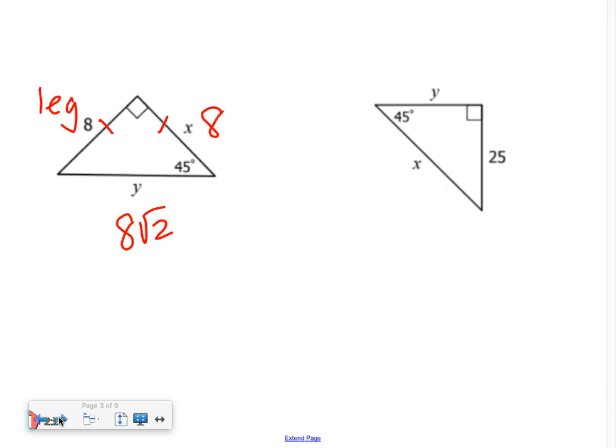Great questions. Okay, on this one, 25, leg or hypotenuse? Leg. So what's Y? 25. And what is X? 25. And the hypotenuse is 25 root 2. Remember, just take our leg times the square root of 2.